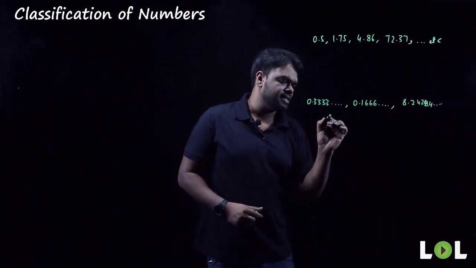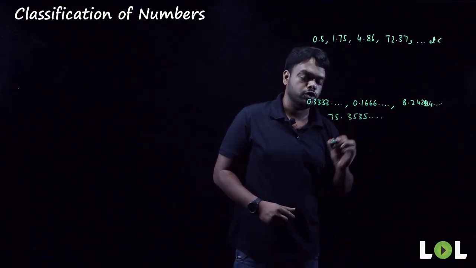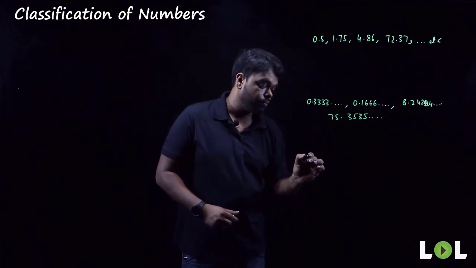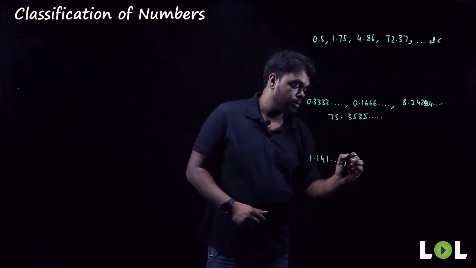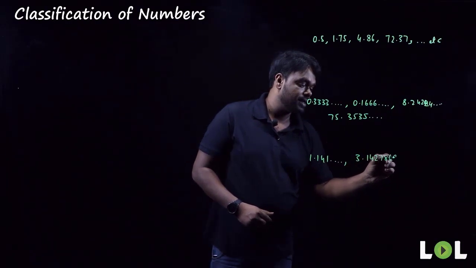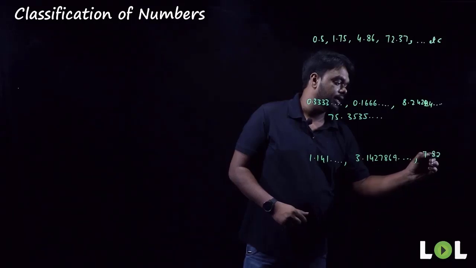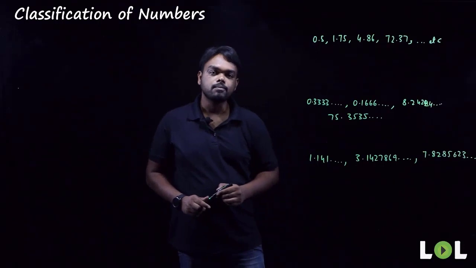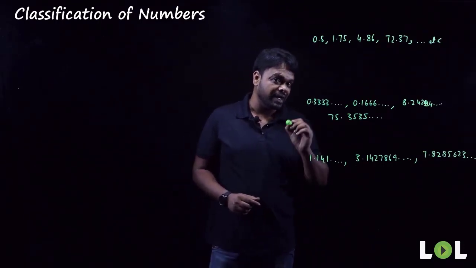Or let's take another example, 75.3535... So these are one type of decimals, and the final one: 1.141, 3.1427869, 7.8285623... So these are 3 different types of decimals that we will come across when we are dealing with decimals.